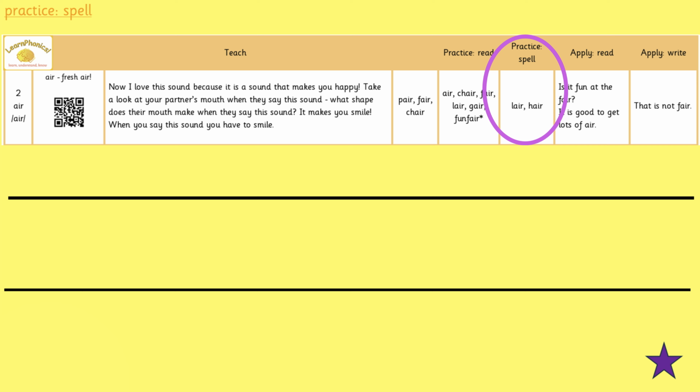So the first word is lair. Let them have a go at writing it, and then you can use the lines to write it and spell it correctly, and the children can self-correct. Then you'll move on to the next word, which is hair, and you'll do the same thing.